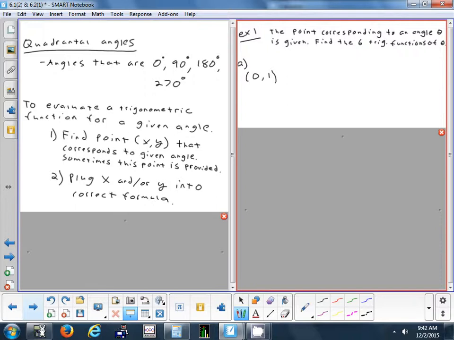Right, so the first one is the point 0, 1. Notice here, they're not telling you the angle. We don't even know what the angle is. Maybe you could figure it out. If you graph the point 0, 1 from the homework, you should know what the angle is, but you don't need to know it.